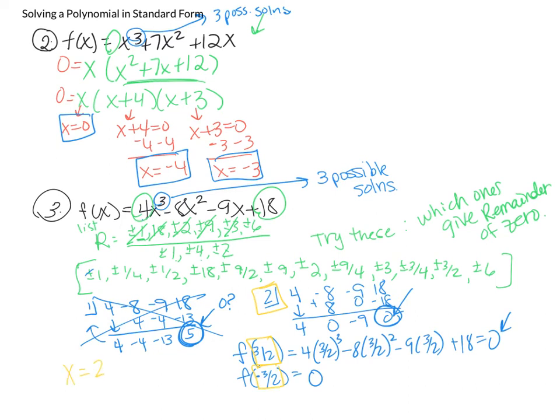X is going to equal 2, 3 over 2, and negative 3 over 2. So when it's in standard form, I can either factor it if there's no constant, or if I just know how to factor it, okay? Or I can make my list, plug in or use synthetic division, making sure that I get a remainder of 0, and I need to make sure that I know how many solutions I'm looking for from the beginning.